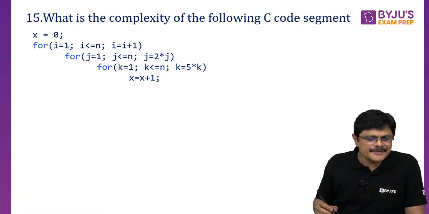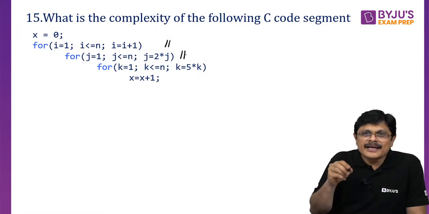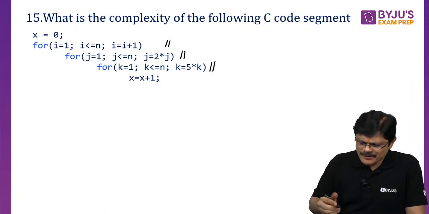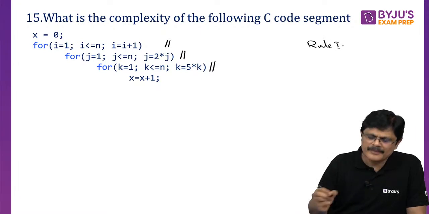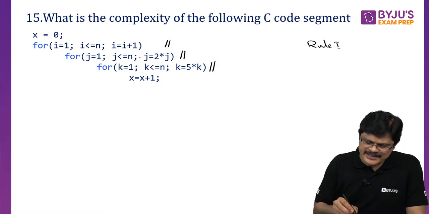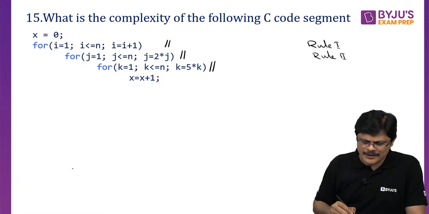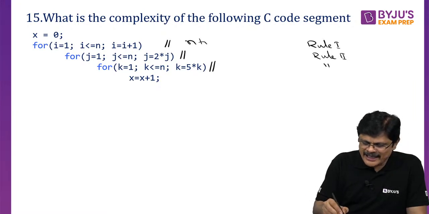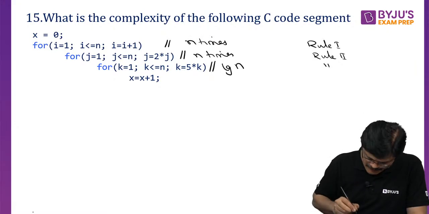What about this? Outer loop, inner loop, innermost loop. First loop, second loop, third loop. For first loop, simply apply rule 1. For second loop, simply apply rule 2. And for third loop, also same as rule 2. So it is n times, and it is log n times. Sorry, second one is log n times.